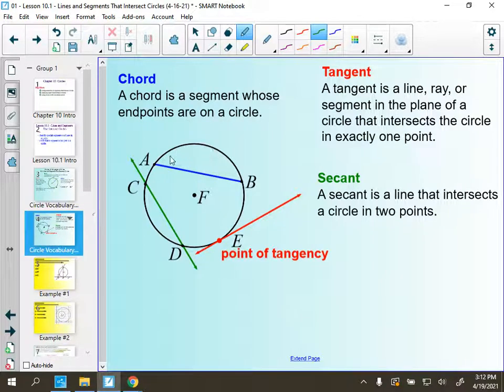So that's where diameter fits. A diameter is just a specific chord that passes through the center. A chord is a little bit more general, a little bit less specific. We just have to have our endpoints on the circle. So segment AB is a good example of a chord.